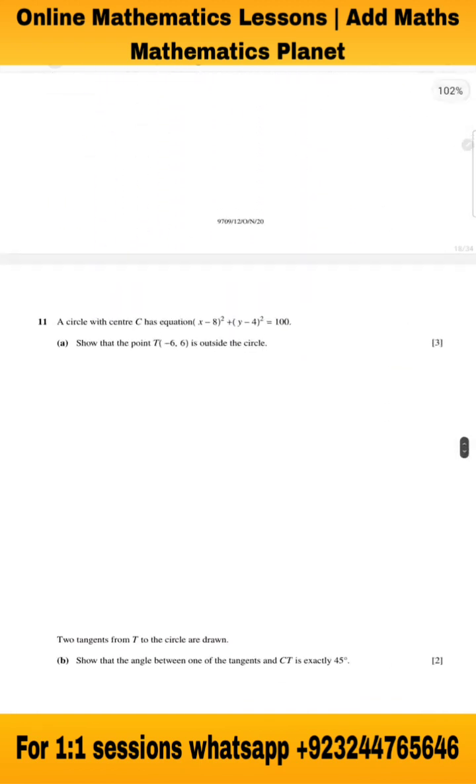A circle with center C has the equation. This shows that the point T is outside the circle. So what is the condition for the point to be outside the circle?